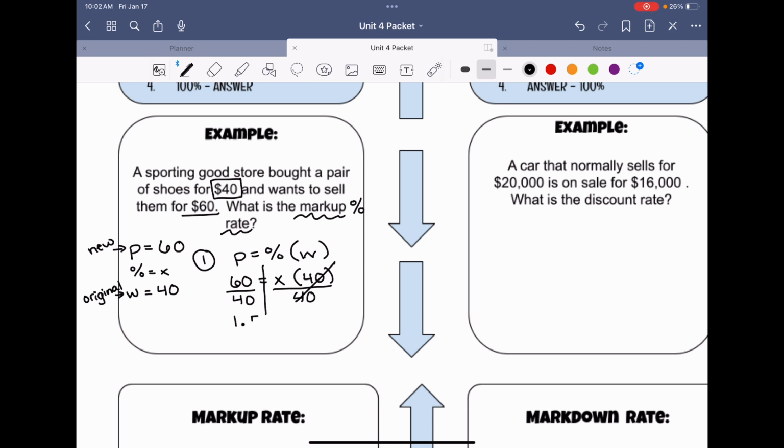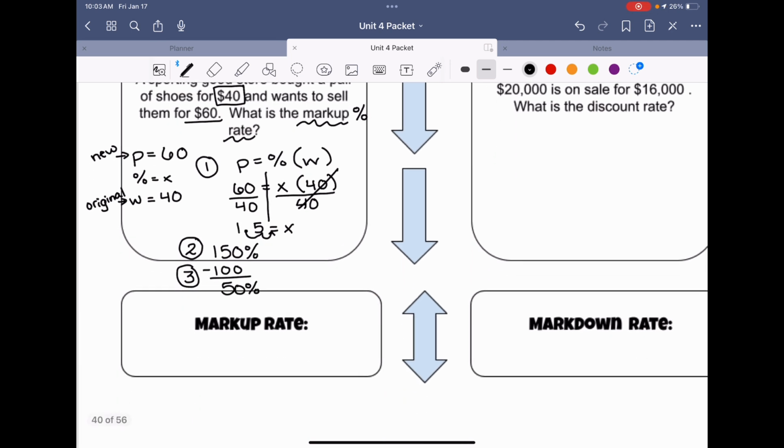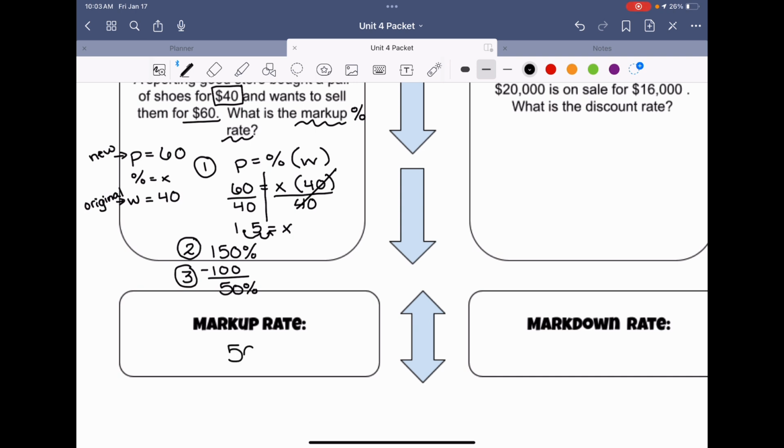1.5 equals X. Remember, 1.5 is not the percent, so our second step, we have to change that to a percentage by multiplying by 100. So 1.5 times 100, using the calculator second percent key or moving the decimal 2 spaces to the right. So 150%. And last step, subtracting from 100. So the markup rate at the very end of all of our steps is 50%.